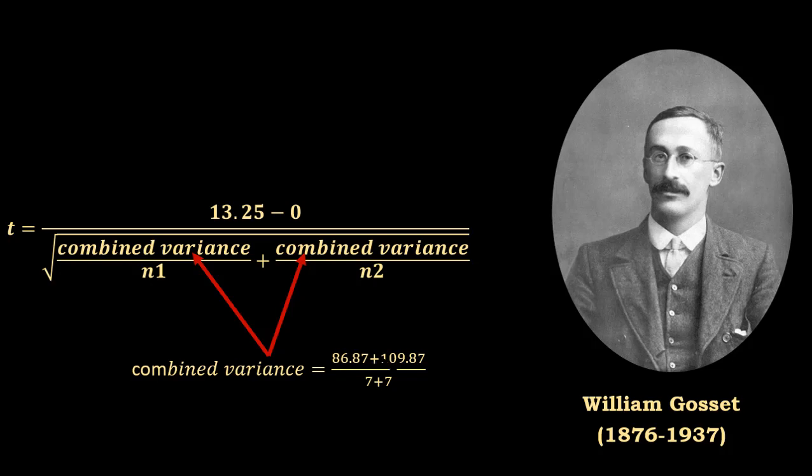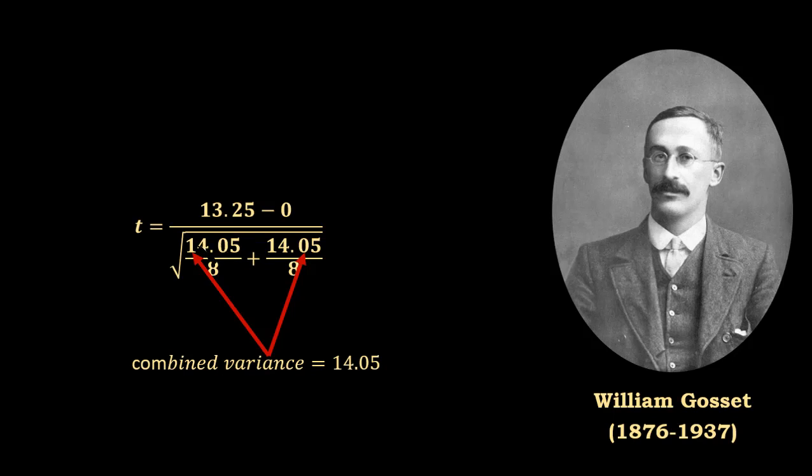Now we have to plug this combined variance number in the formula, and then we are going to replace N1, which is the number of observations in sample 1, with 8, and N2 with 8 as well. Okay, so this value now is going to be there. So the combined variance was 1405, has to go there and there, and the value of 8 was replaced there. So what's the square root of all this?